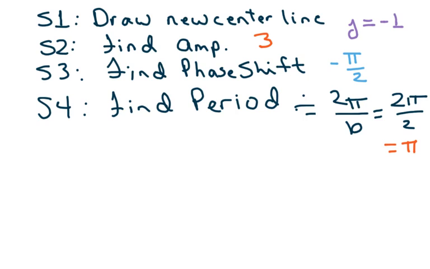That means it makes a complete wave in pi radians, or you could say in 180 degrees. It makes a complete wave. This thing makes a complete wave from 0 to pi.